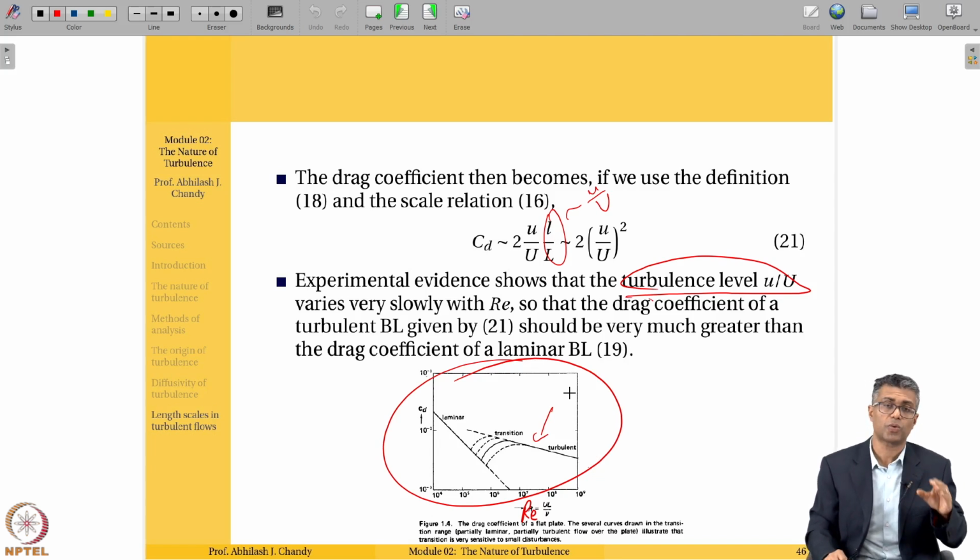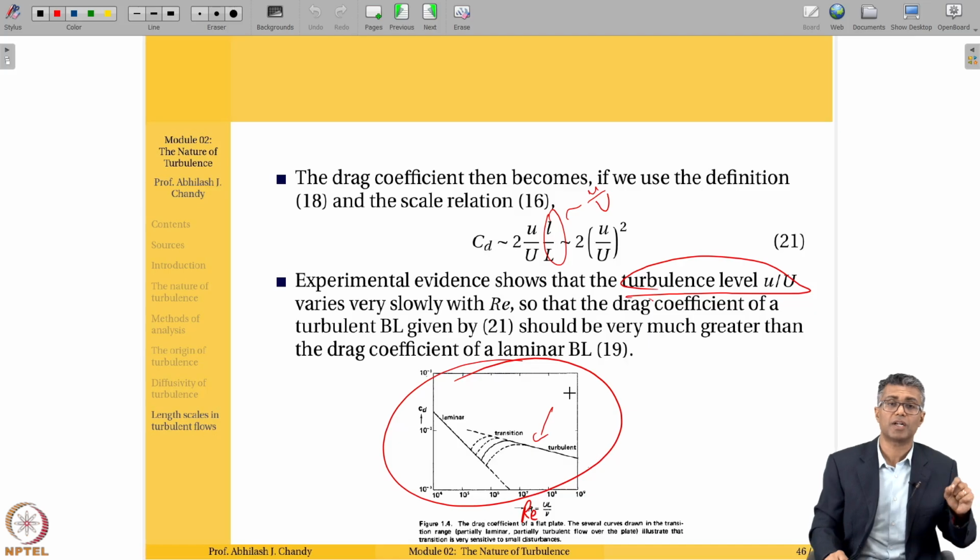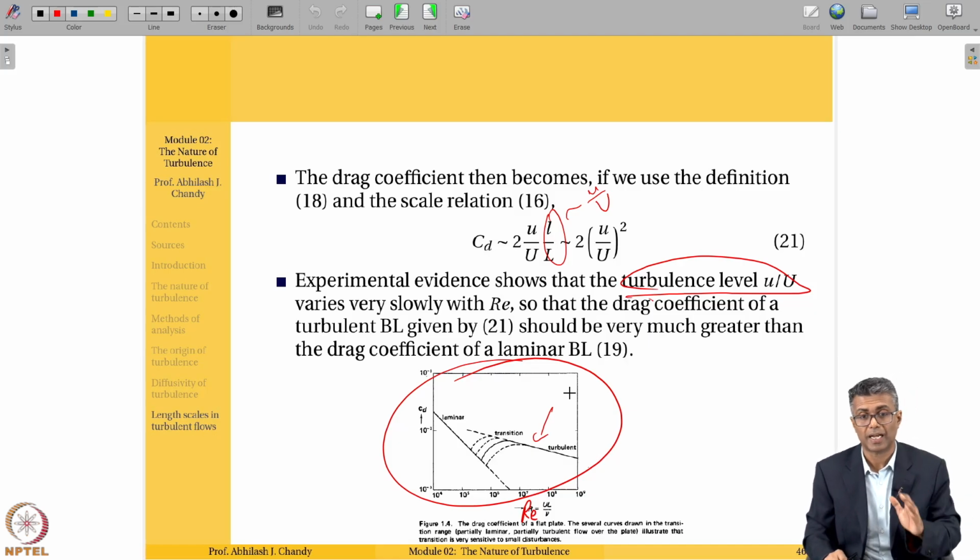We are not just looking at ratio of length scales. We are not just looking at ratio of time scales here. We are relating that to a coefficient. What does the ratio of length scale mean when you relate it to a coefficient? That is what we have done here.